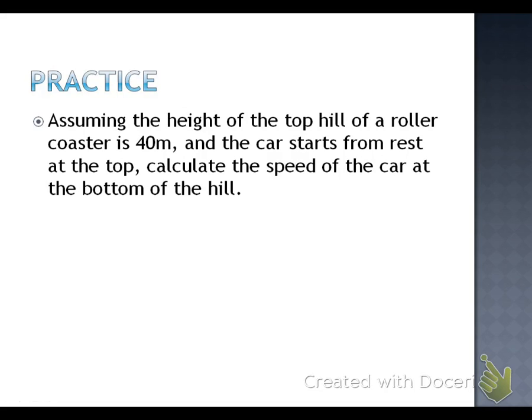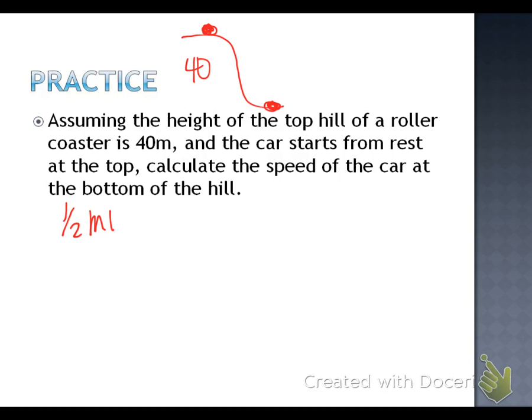All right, this is assuming the height of the top hill of a roller coaster is 40 meters and the car starts from rest. Calculate the speed of the car at the bottom of the hill. Good guess. All right, we're going to go from the top to the bottom. Oops, not 28. 40 meters. Okay, we'll go back to our big equation here.